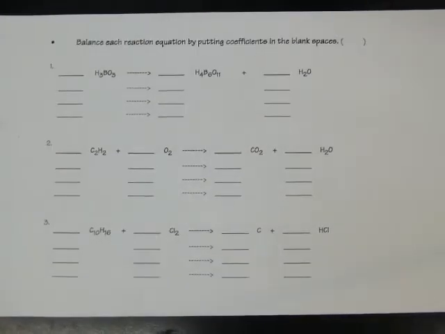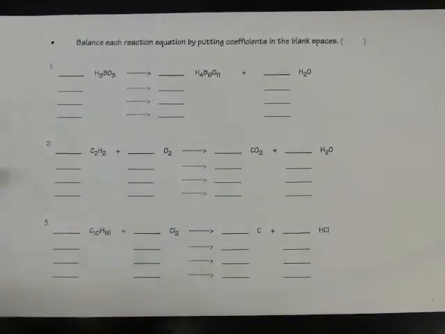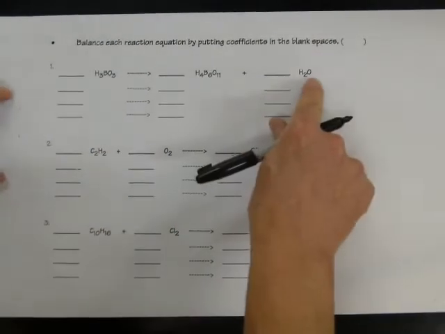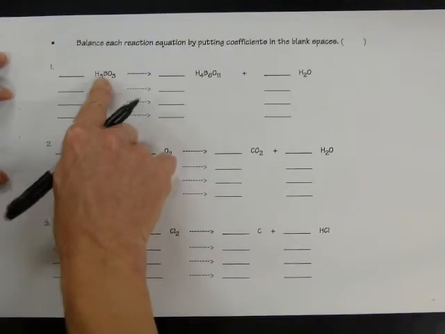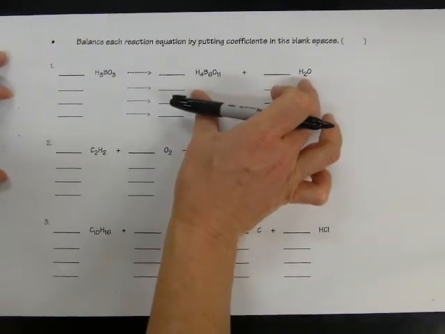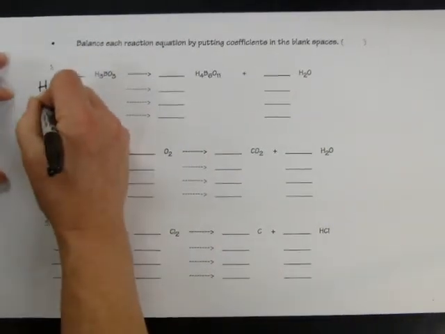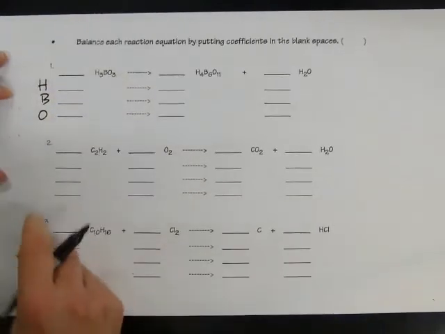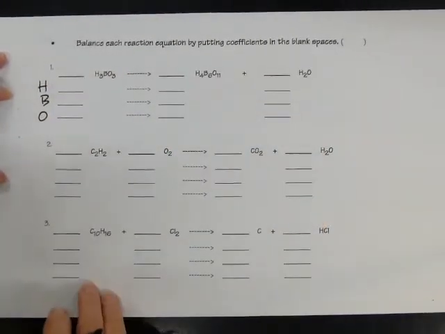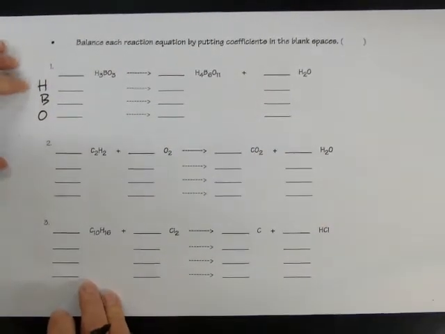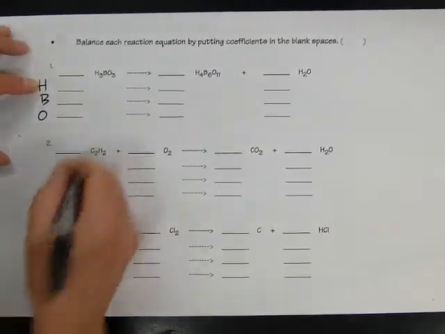Let's look at how to balance the chemical reaction equations in today's review. So the first thing I'm going to do when I look at the problem, I'll look at the reactants that I start with and the products that I end with. And I'm going to list the elements that are in each of those compounds. So hydrogen, boron, and oxygen are found throughout the problem. And I'll start counting using the subscripts.